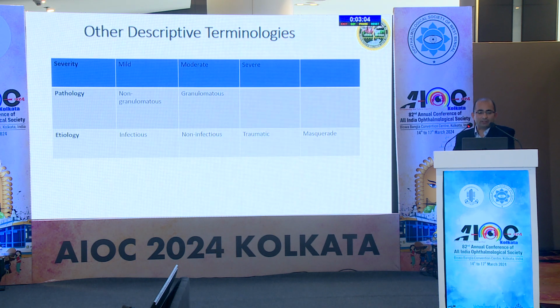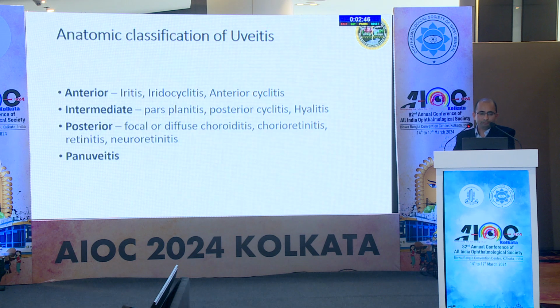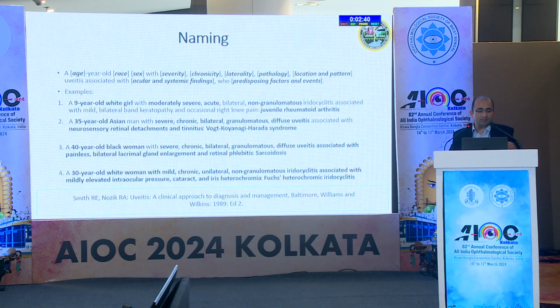Again, whether the disease was mild, moderate or severe, and what is the pathology, whether it is granulomatous or non-granulomatous. And we have to arrive at an etiology, whether it is infectious, non-infectious, there has been some history of trauma, or the patient belongs to the extremes of age where masquerades are common. Anatomic classification is also very important. So these are some examples of how we exactly do it.